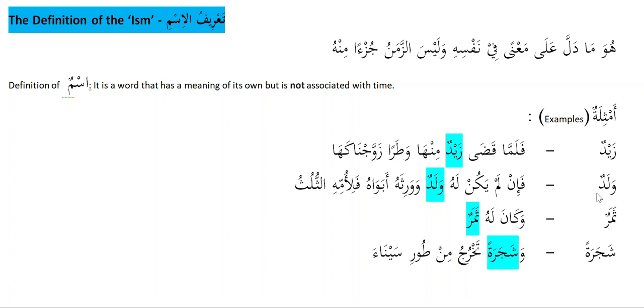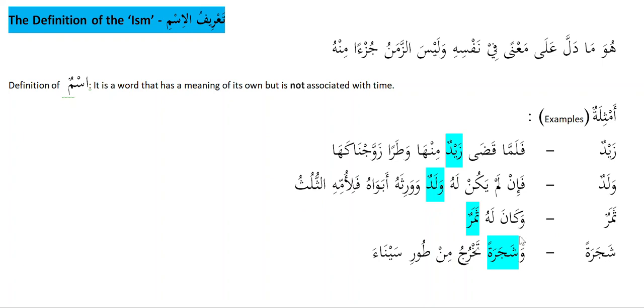Waladun. Waladun is ism. فَإِنْ لَمْ يَكُنْ لَهُ وَلَدٌ وَوَرِثَهُ أَبَوَاهُ فَلِأُمِّهِ الثُّلُثُ, or a thuluth. If you stop, remember, we'll always imagine there is a sukun. And if he does not have a child, and his parents inherit from him, his mother shall get one third. This is talking in the context of inheritance.